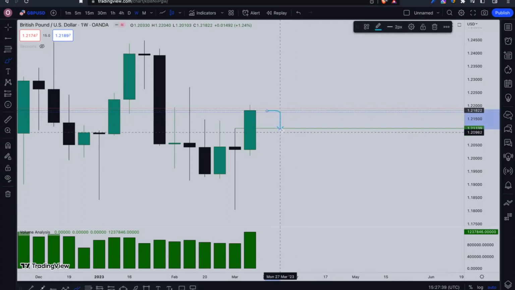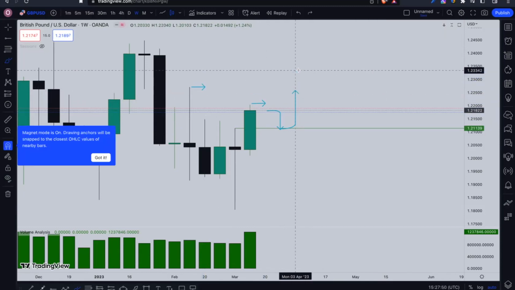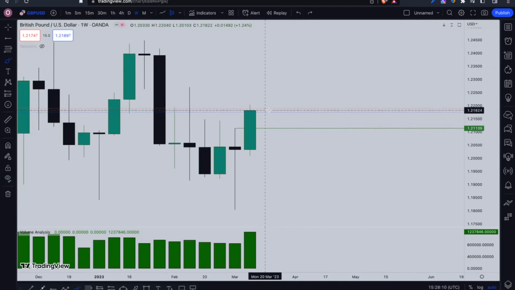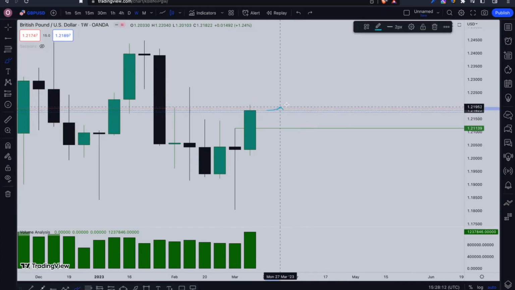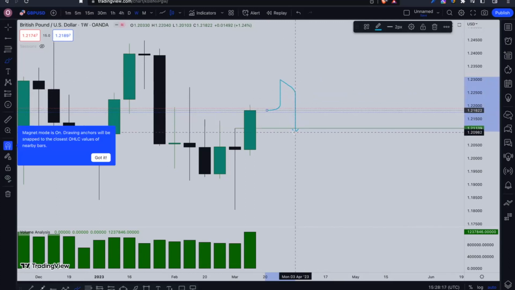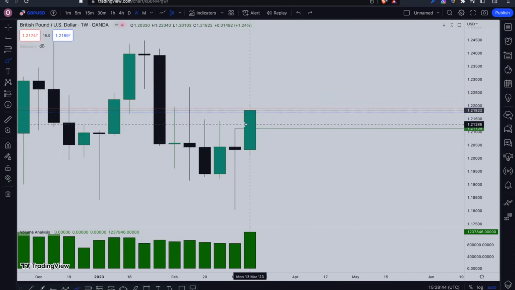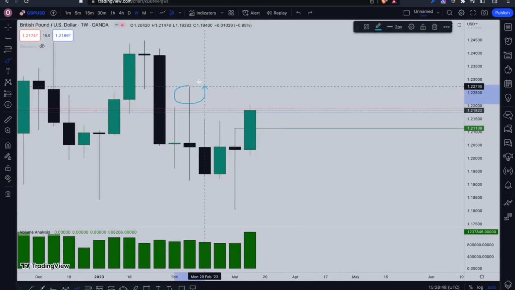That's why I have this green line over here before we now move higher, taking out this high and then ultimately this high so that we can reach in here. Alternatively, we might see price open here, move higher before we drop to fill this imbalance. So on a weekly time frame, at least, I'm expecting price to run this high, take a run at this high, and then tap in here.